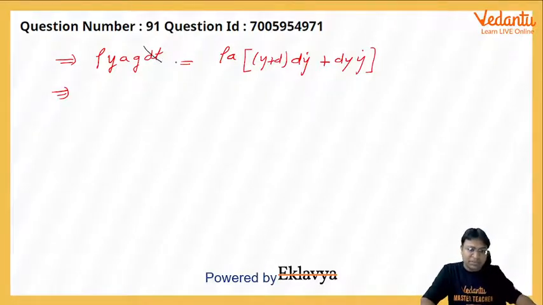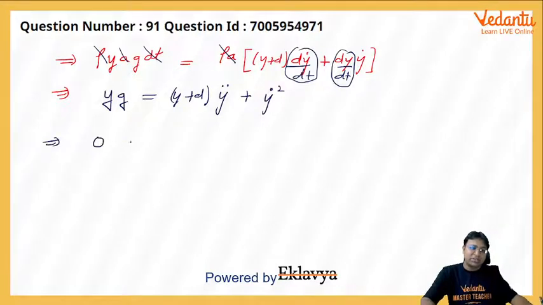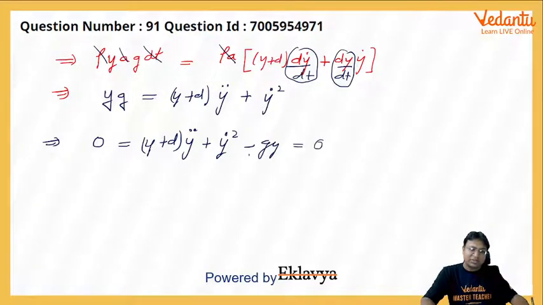So if I bring this dt to the other side, this becomes dy dot by dt and this becomes dy by dt. So eventually what do they become? Also rho a gets cancelled, so we are left with y into g is equal to y plus d into, this is nothing but the double derivative, so y double derivative, and this again is the first derivative into first derivative, becomes the square of the first derivative. So now we are looking at an equation like 0 is equal to y plus d into y double derivative plus y dot square minus gy is equal to 0.